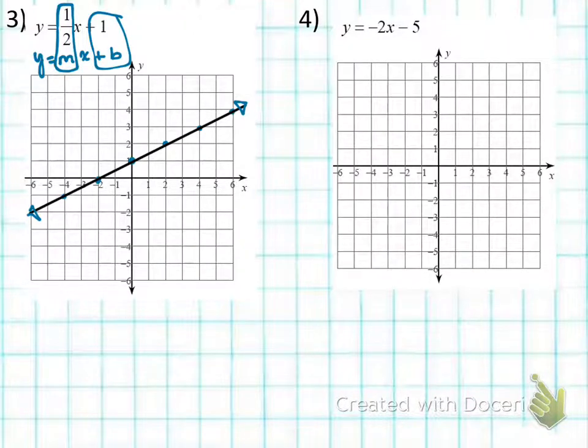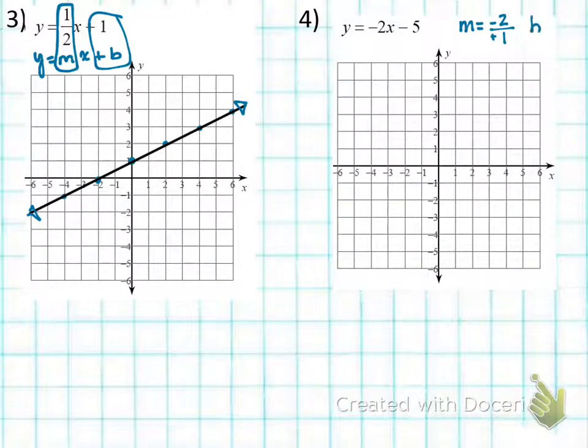Okay, number 4 now. We got y is equal to -2x minus 5, okay? So let's have you do this one by yourself, but before we do that, let's figure out what our slope and y-intercept are. What's the slope on this one? Slope is what? -2. How do I make that a fraction? -2 over 1. And this is a positive 1, by the way. So it's -2 over positive 1.